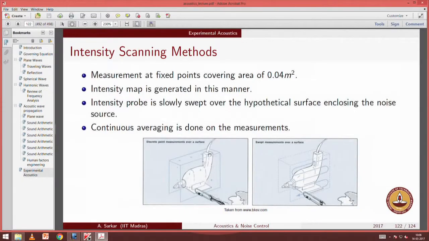So, with this I would like to close our discussion on experimental acoustics, at least for now. Maybe if time permits we will do some other measurements of impedance and absorption, but this gives you a brief overview as to how the important measurements of sound pressure and sound intensity would be done, and what is the principle behind this measurement.